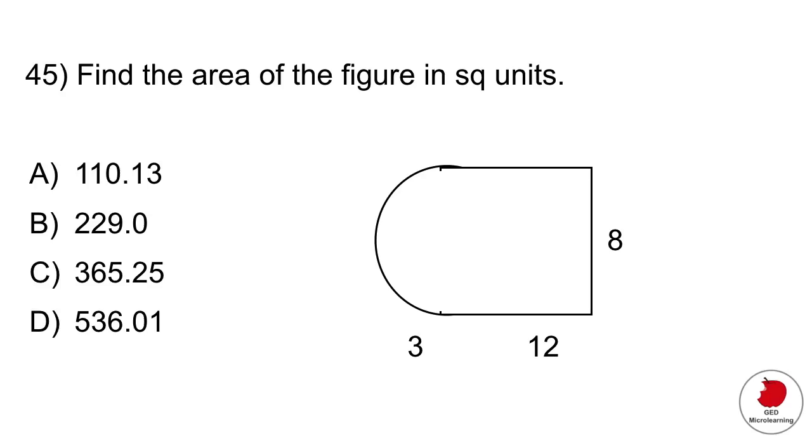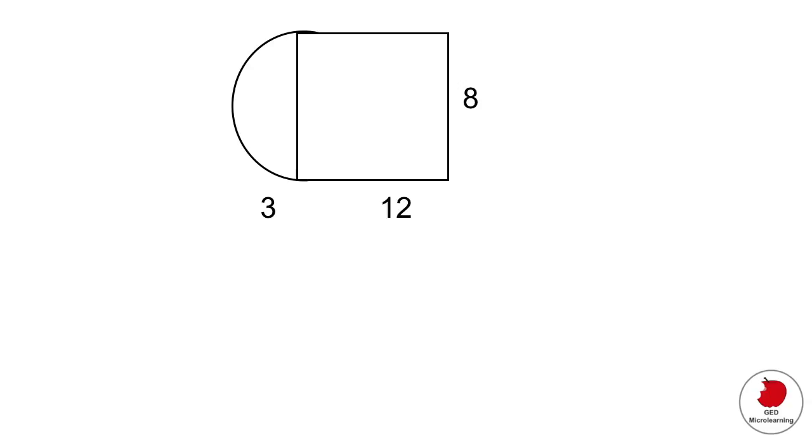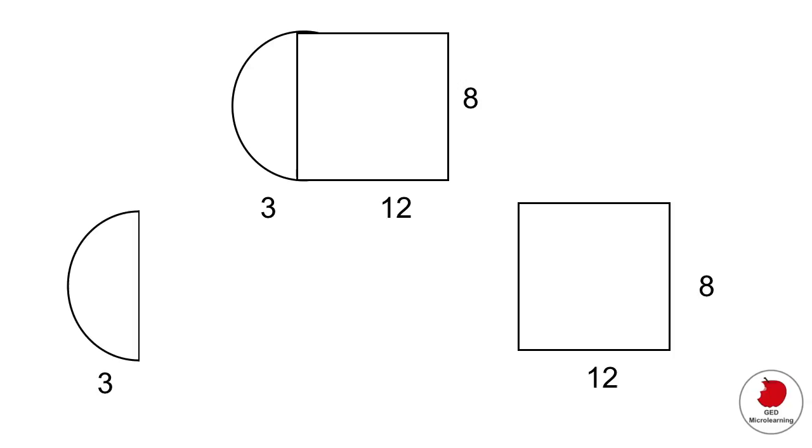All right, so the next question, question 45, looks at combined figures. So sometimes in the GED, you'll get a figure like this, and they'll ask you to find the area or the perimeter. So what you have to realize is that here they're showing you two figures. They're showing you half a circle, and they're showing you a rectangle. And in order to solve it, you have to solve the area of these two structures on their own.